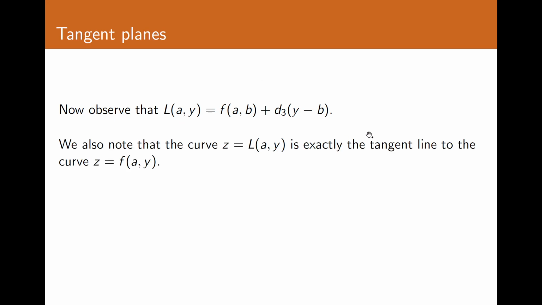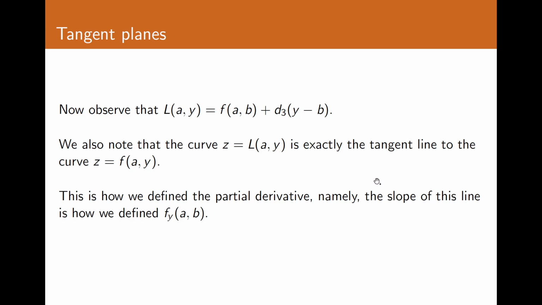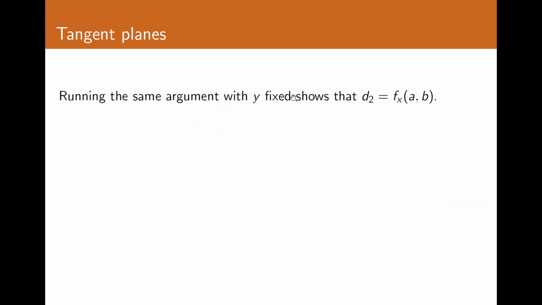So as I just said, the curve z is equal to L of (a,y) is exactly the tangent line to the curve z is equal to f of (a,y). And that's exactly how we define the partial derivative. We said the slope of that tangent line to the curve when we fixed the value was exactly how we define the partial derivative with respect to y at (a,b). So using those two things, we see the slope of this line must be the partial derivative, so d3 must be equal to f sub y of (a,b). So that tells us what d3 is, and we can go through the exact same argument by fixing y to be equal to b, and that will show d2 is equal to f sub x of (a,b).